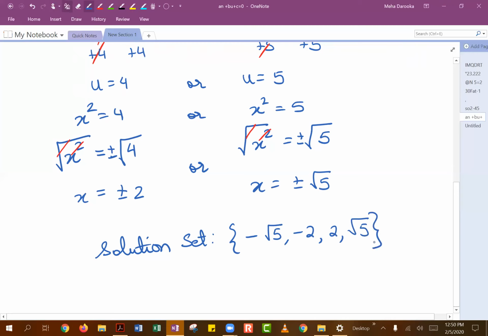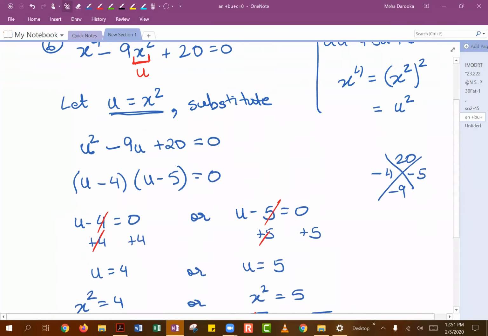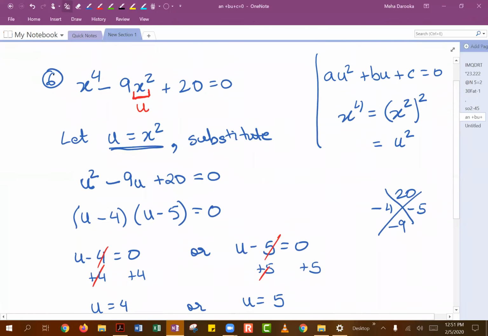You can put them in whatever order you want to put them in. Because we applied the square root, yeah. So we started with the u substitution first, right?